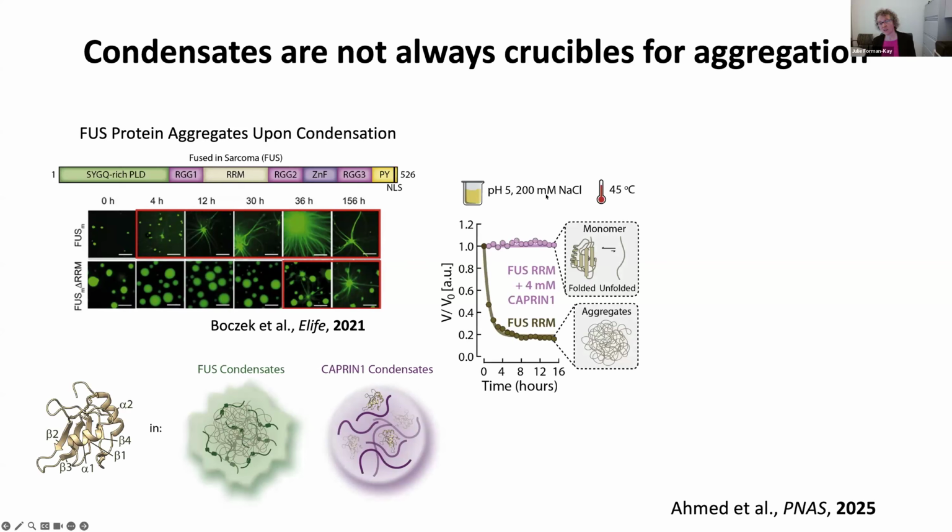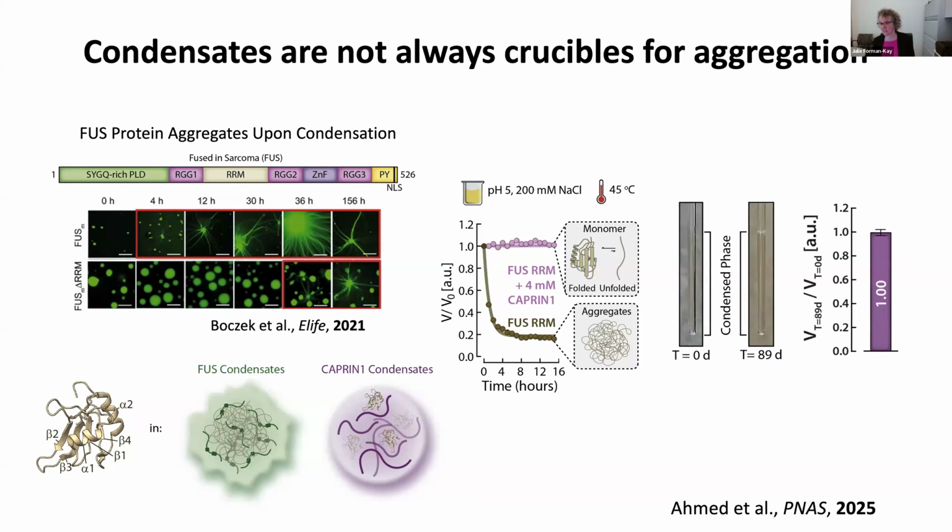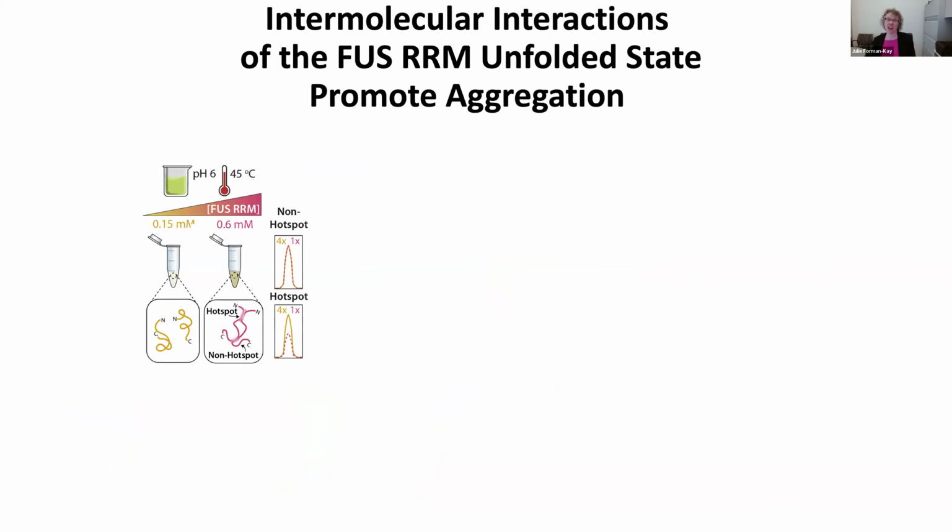So as a quick test, we lowered the pH and increased the temperature to 45 degrees, looked at NMR spectra in the presence and absence of 4 millimolar Caprin, and the RRM over time without the Caprin aggregated, lowering the intensity of the resonances in the NMR, whereas with the Caprin, it stayed sharp resonances, and the NMR tube remained clear for 3 months at least.